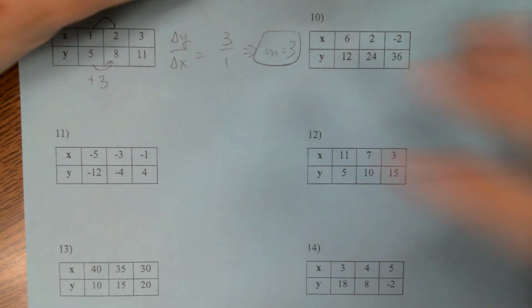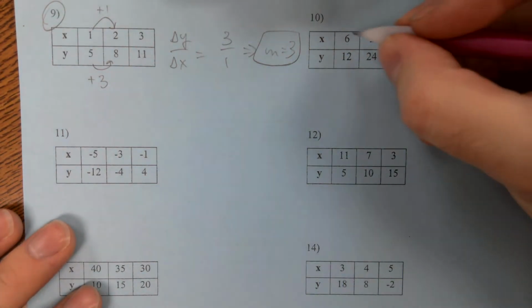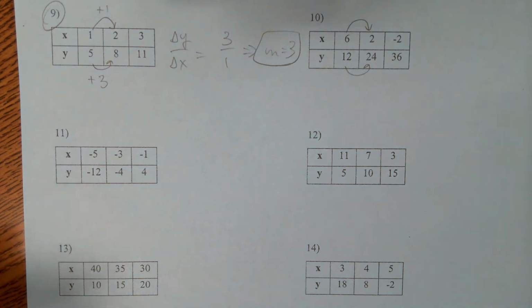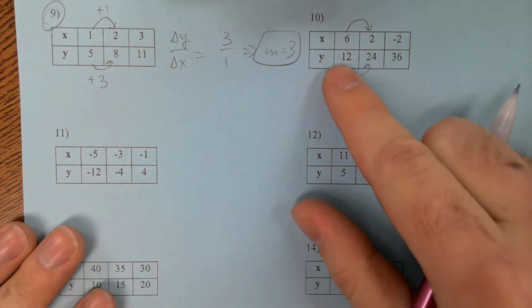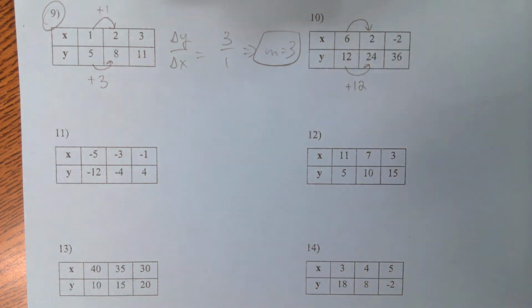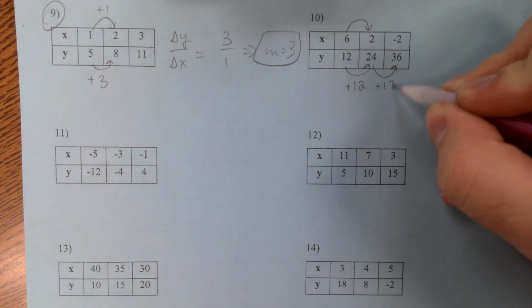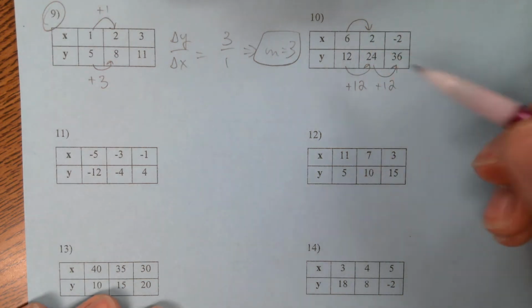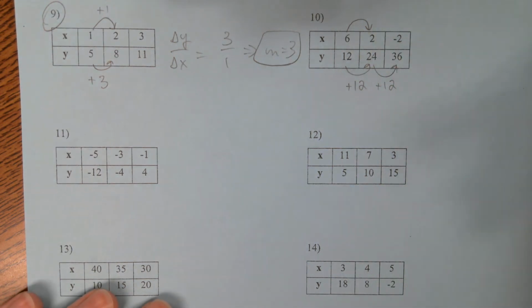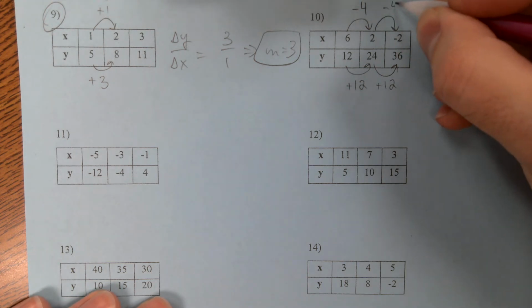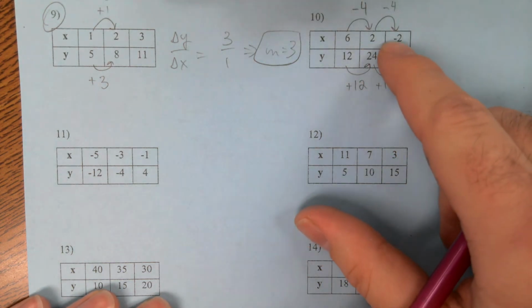Okay, now let's take a look at number 10. So again, we're going to count how many numbers we moved from space to space. So from 12 to 24, how much did we add? 12, right? And from 24 to 36, we also added 12. What about from 6 to 2? What do we add to 6 to get 2? Negative 4. Thank you for that. Or we could just say that we're subtracting 4 from 6. And subtracting 4 from 2 will give us negative 2, right?